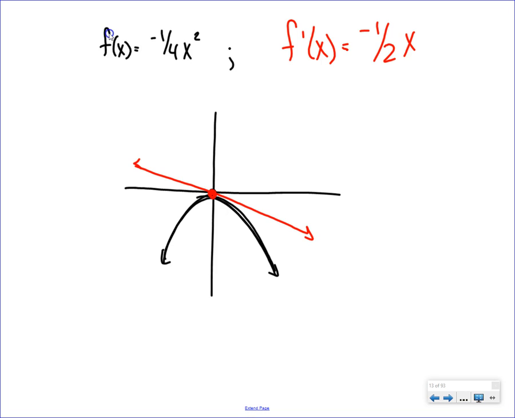I'm going to use blue to show baby tangents. Big tangents is skimming, right? What's the slope of the one at 0? M equals 0. So what did the derivative need to be at 0? 0.